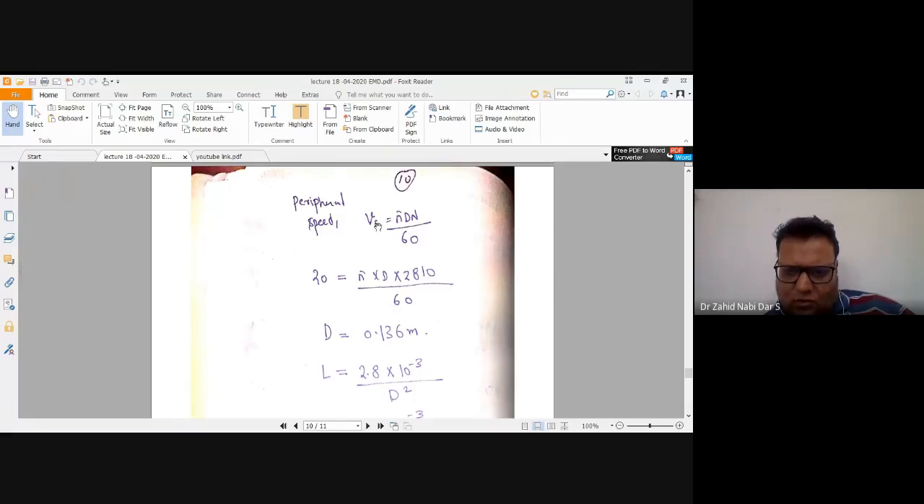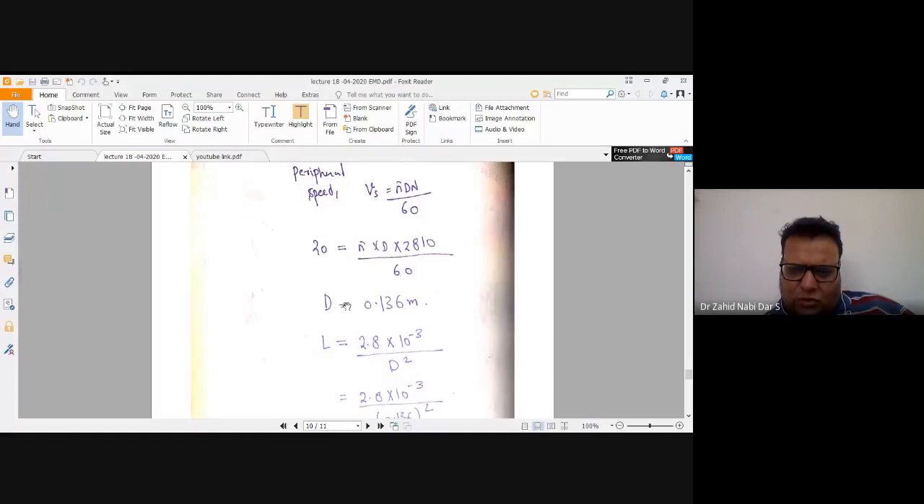Vs value is already mentioned. Vs value is given as 20, and we can write 20 = pi into D into 2810 divided by 60. From here you can calculate the value of D. Pi value we know is 22 by 7 or 3.14. So the D value you get is 0.136 meter.